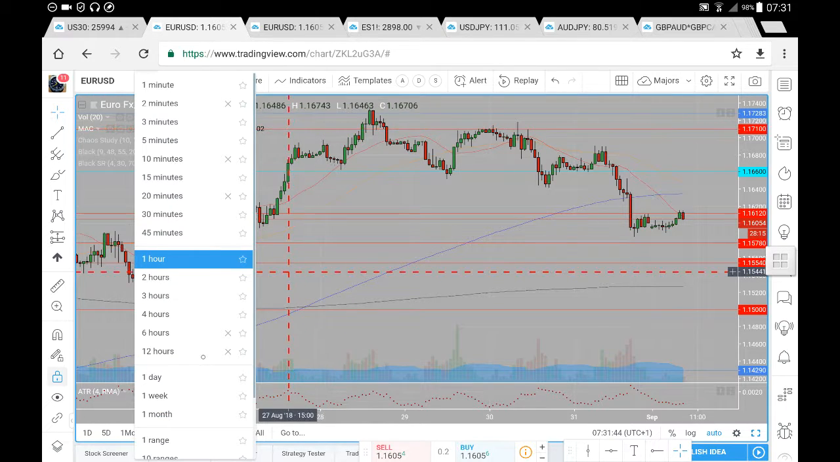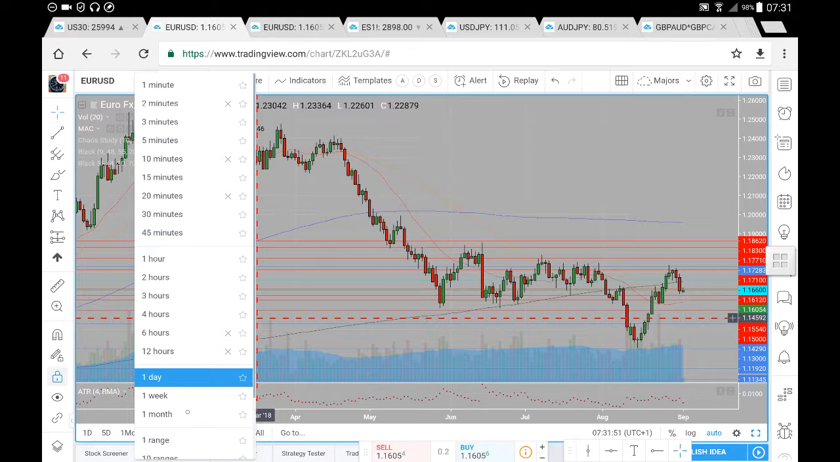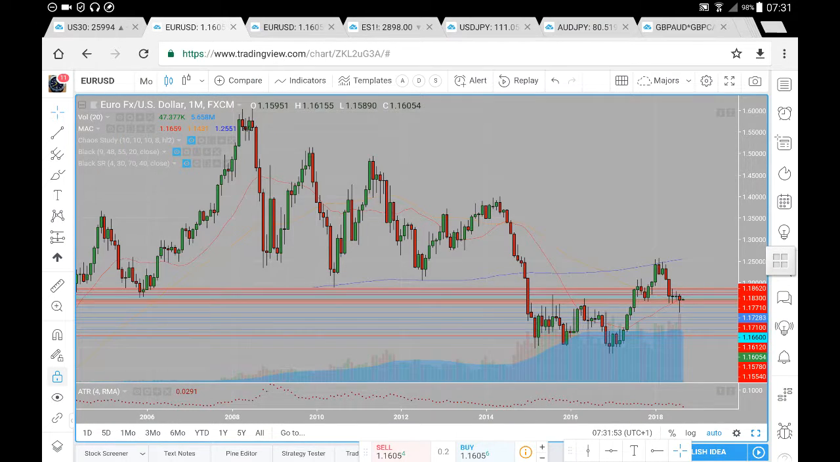What we'll do now is have a look here at the daily chart to see how prices are. Well, I suppose we should have a look at the higher time frames. So we'll have a look here at the monthly chart.